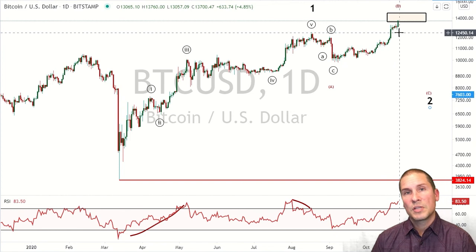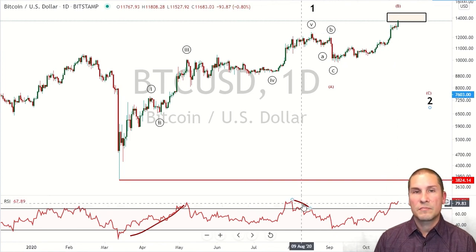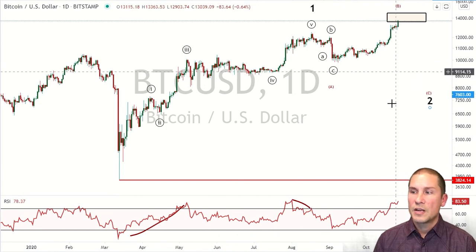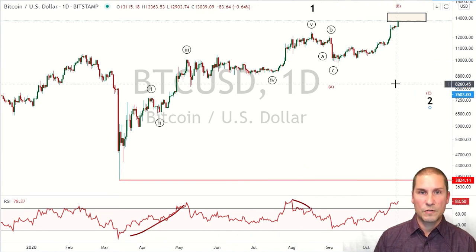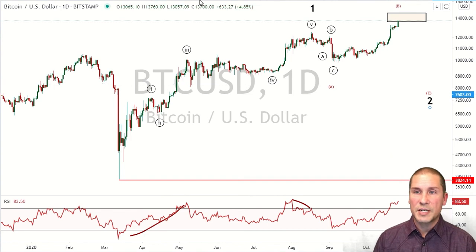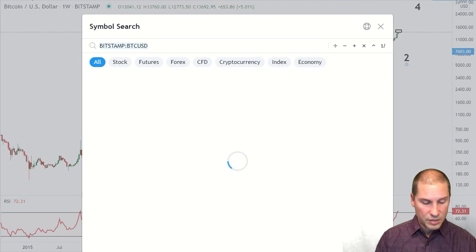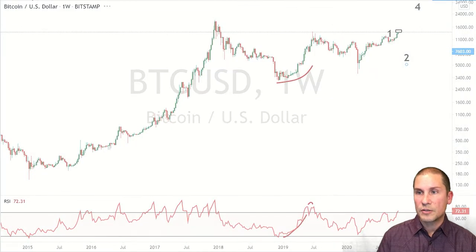It's possible. I don't think it's probable right now because of the RSI portion of the lesson that I shared with you earlier. RSI is acting way too strong for this to act like a B wave. If we go out and look at other examples of B waves in the market, let's take a look here at euro dollar.